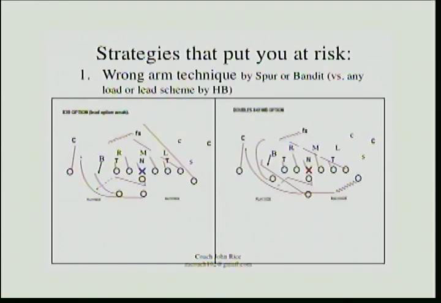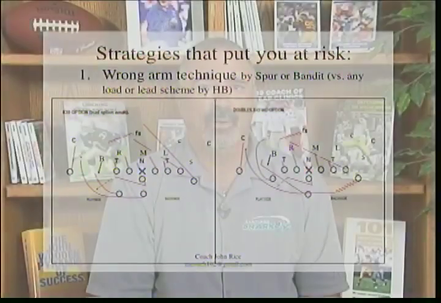And on the screen there, you can see two examples, and I have the bandit in both cases coming up to meet the halfback on the left and the fullback on the right. We don't want to have that happen where we get in a bad position by a technique that we teach. So again, spur and bandit, we're going to squeeze on a lead block.